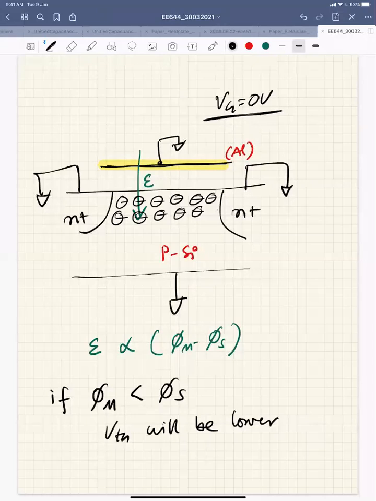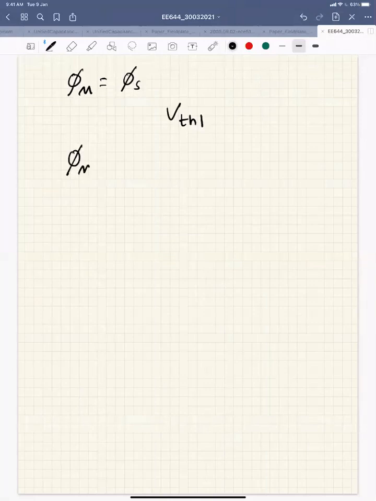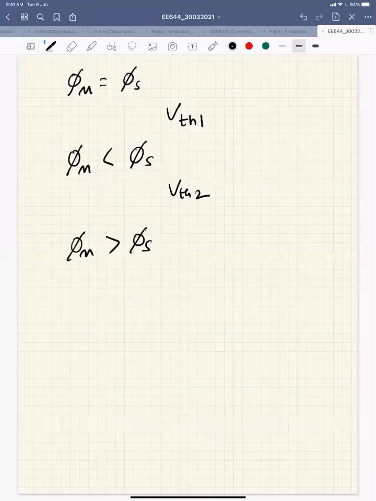Right. So to clarify, let's say when I have phi m equal to phi s, your MOS transistor has a threshold voltage of VTH1, right? And when phi m is less than phi s, I have some VTH2, and when phi m is greater than phi s, I have VTH3. I have three MOS transistors with these conditions. So what I'm telling is VTH2 will be less than VTH1, which will be less than VTH3.